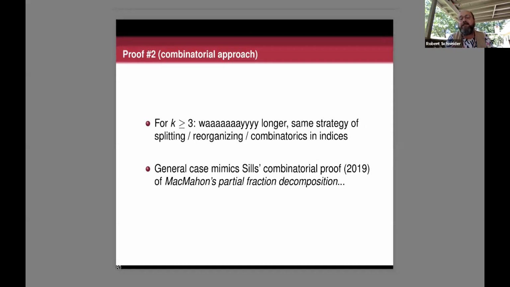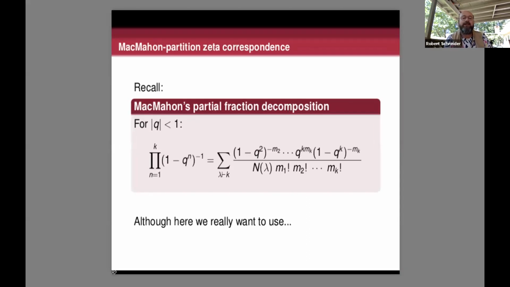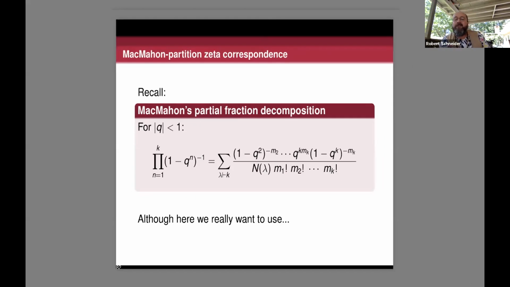And in fact, it mimics Drew's proof of McMahon's partial fraction decomposition of the partition function. Now check it out. Here is a famous classical formula of McMahon. On the left-hand side, we have this product. It's the generating function for partitions whose largest part is less than or equal to k, or alternately, whose length is less than or equal to k.